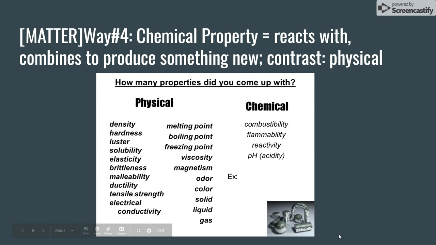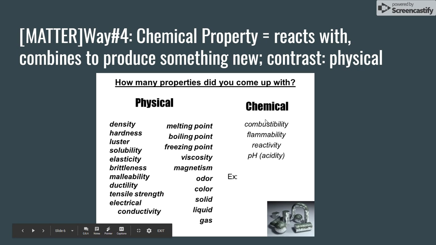In general, when you're looking for physical properties, look at things like density, hardness, luster, things that you can observe, its ability to dissolve in water. One way people get tripped up is the idea of electrical conductivity. Passing an electrical current through something to see whether or not it conducts electricity doesn't actually alter the chemical composition. So these are all physical properties.